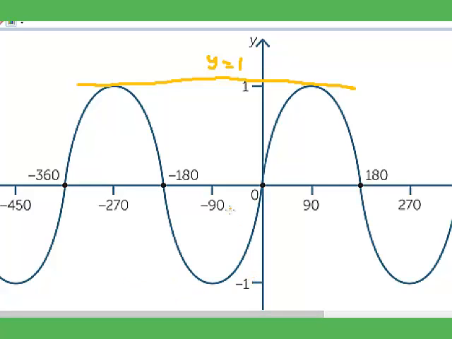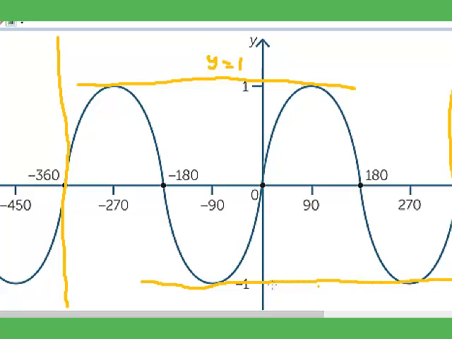Now, if you look at the bottom, negative 90 and 270, and negative 450, but we forget about that for the moment. Let's just go negative 360 and 360. You see the bottom at y equals minus 1. It intersects these points in the range minus 360 and 360. And where it intercepts the x-axis, where y equals 0, is at negative 360, negative 180, 0, 180, and 360 degrees. So that's where it intercepts the x-axis.